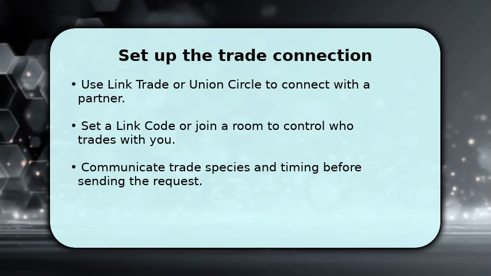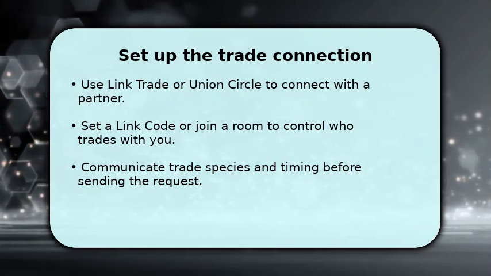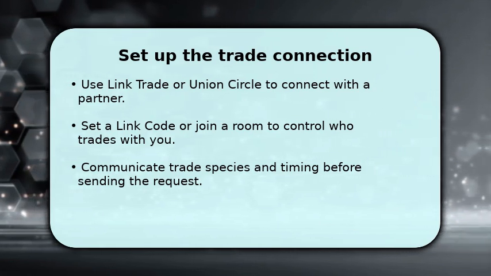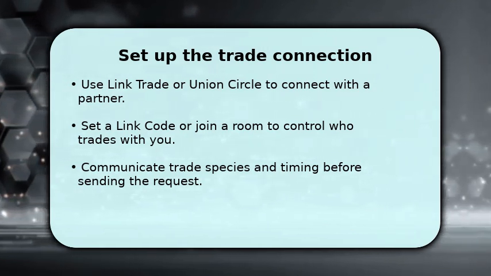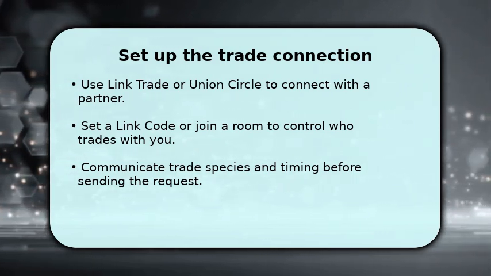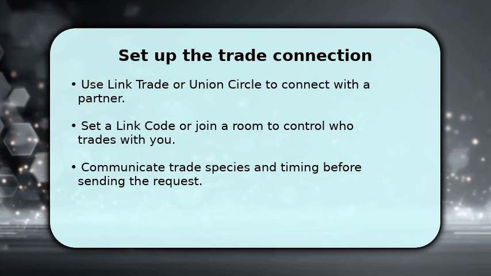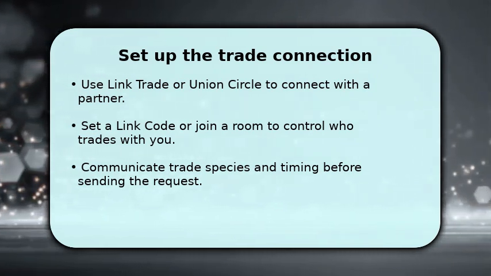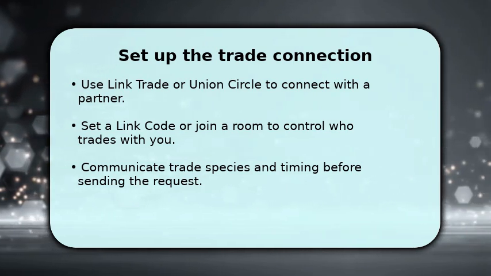You now create the trading link. Open Link Trade or Union Circle and set a private link code if you want a specific partner. Once connected, communicate clearly about which Pokemon you'll trade, confirm held items, nicknames, and whether you're doing a temporary trade for evolution. Then initiate the swap, select the Pokemon, accept the trade window, and complete the exchange.